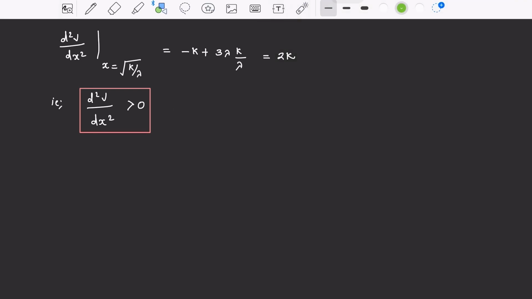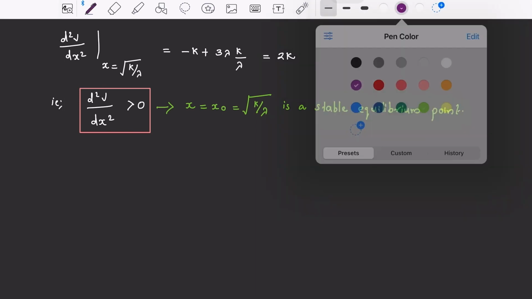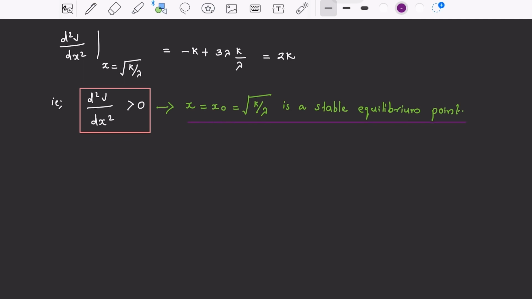So we can say that the object is undergoing small oscillations about x naught equal to root of k by lambda. Our particle of mass m is undergoing small oscillation about this stable equilibrium point x naught equal to root of k by lambda. Now we have to find out the value of frequency of oscillation.